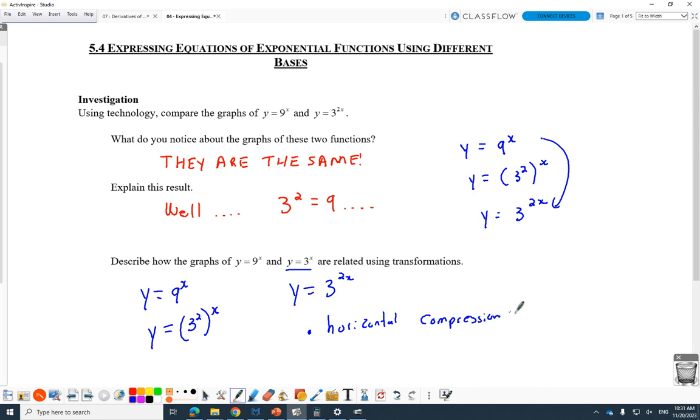factor 1/2. No, the first answer wasn't as wrong as it might have sounded, because if it had been vertical and that had been a 2, it would have been a vertical stretch, but the only thing you missed was that, oh, it's a horizontal, which changes the 2 to 1/2.